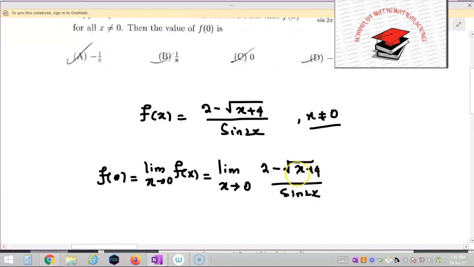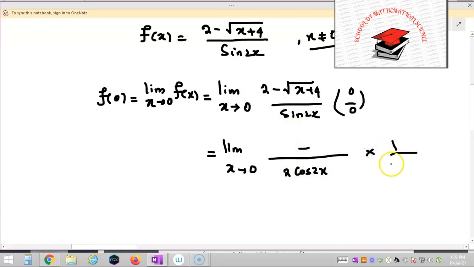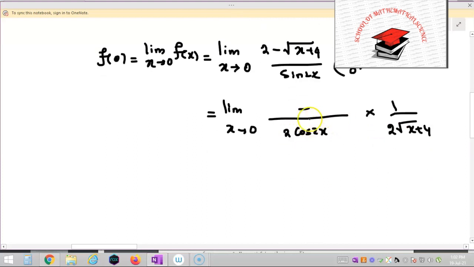Now if you put x equal to 0, then the numerator becomes 2 minus root of 4, that is 2 minus 2, that will be 0, and the denominator becomes 0. So it is 0 by 0 form. I am using L'Hospital's rule to find the limit. If I differentiate the denominator with respect to x, that will become 2 cos 2x, and the numerator becomes, as there is a minus, minus 1 by 2 root of x plus 4. Now you can put the value, so that will be minus 1 by 2 into 1 by 2 into 1 by 2, that will be minus 1 by 8.